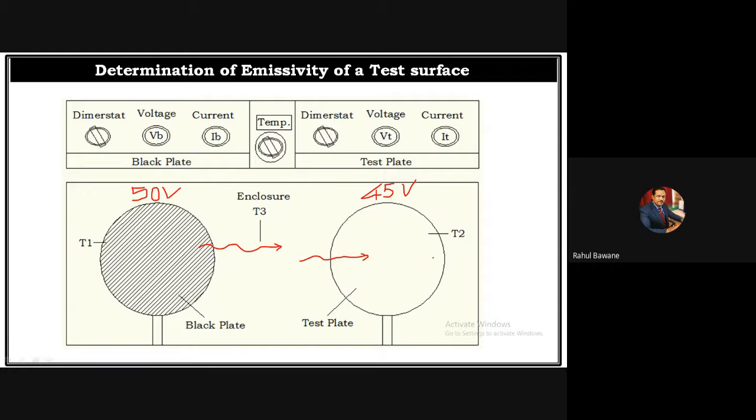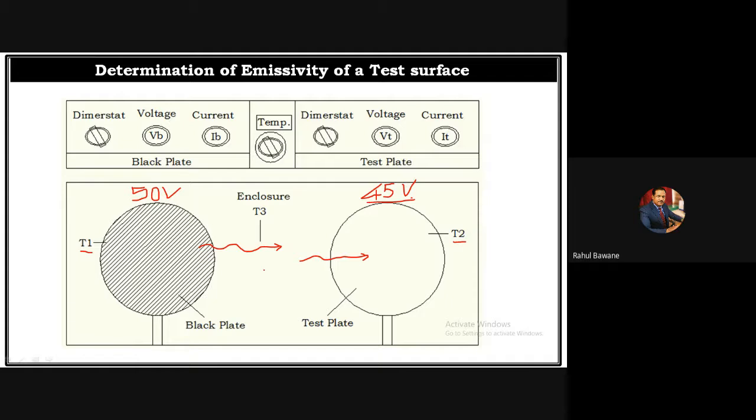So the test surface plate's temperature will be maintained due to the 45 volt. That is correct. In addition to that, whatever energy is radiated from the black plate, the test plate is going to receive it, and due to this additional heat received, its temperature rises. So our aim is to check when the temperature of the black plate and the temperature of the test plate are the same.